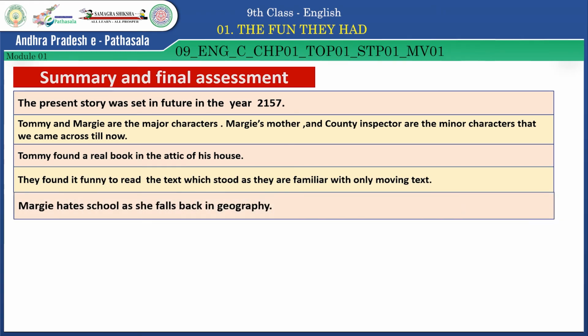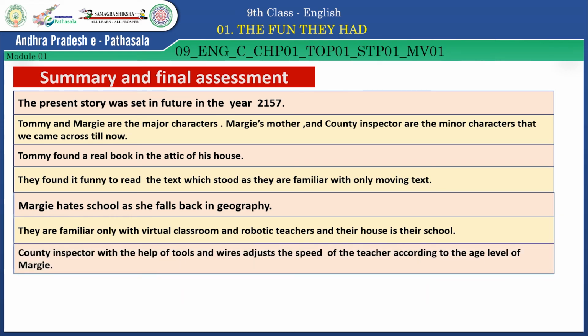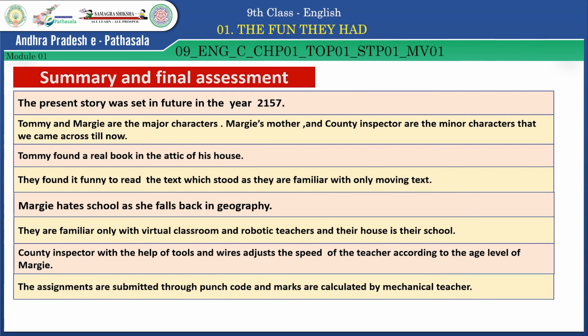Maggie hates school as she falls back in geography. They're familiar only with virtual classrooms and robotic teachers, and their house is their school. The county inspector, with the help of tools and wires, adjusts the speed of the teacher according to the age level of Maggie. The assignments are submitted through punch code and marks are calculated by the mechanical teacher.